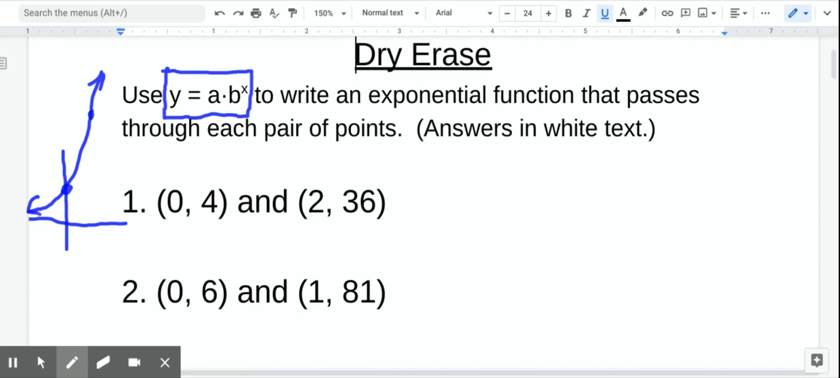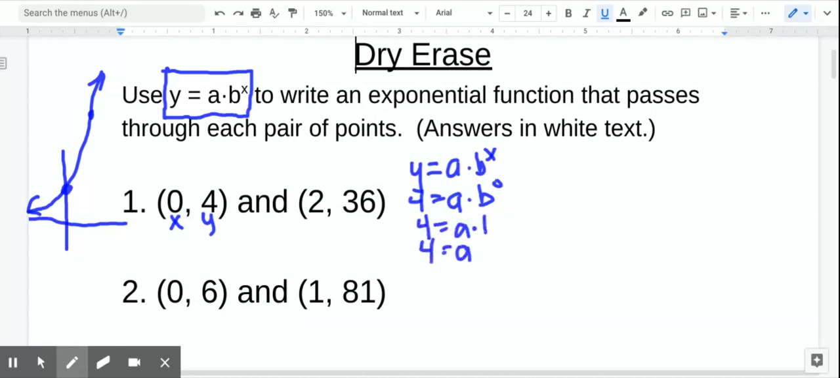The way we're going to do that is we are first going to plug in this point. So instead of y equals a times b to the x, we get 4 equals a times b to the 0. Now, b to the 0 is just 1. So we have just found out that a is 4.